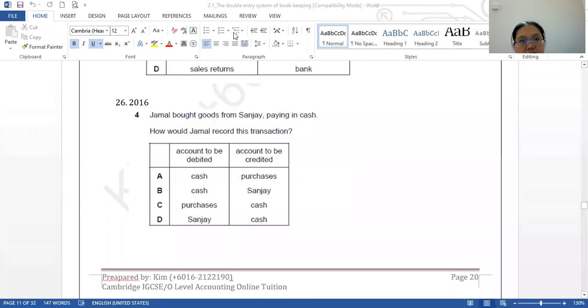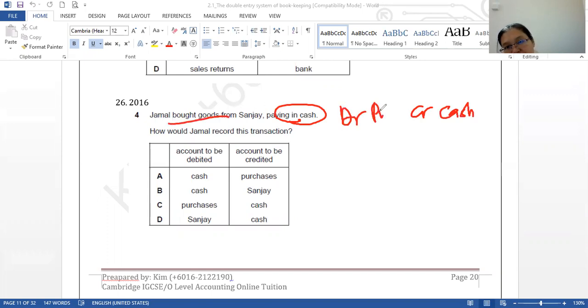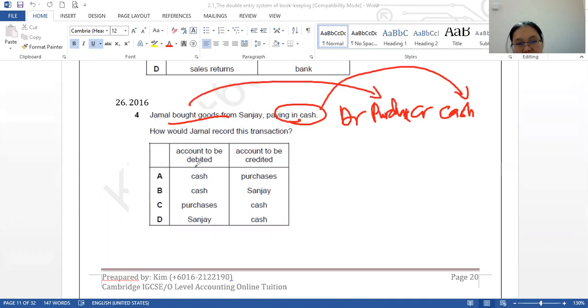Jama bought goods from Sanya, paying in cash. So your credit side must be the cash. Okay. Bought goods means purchases. So this is the purchases, this is the cash. So your double entry, debit purchases, credit cash.